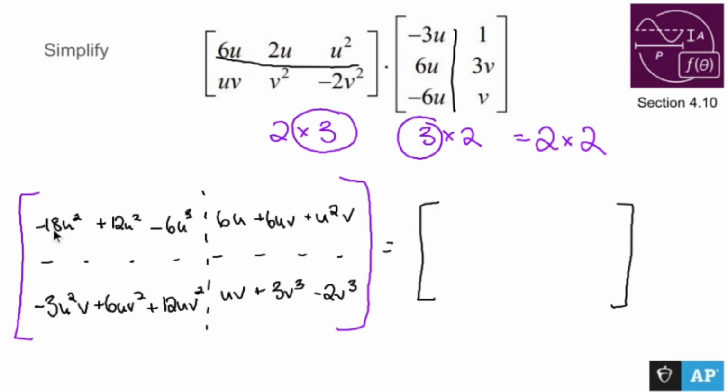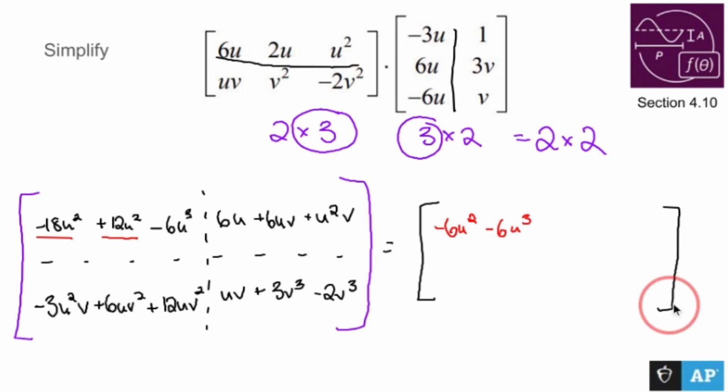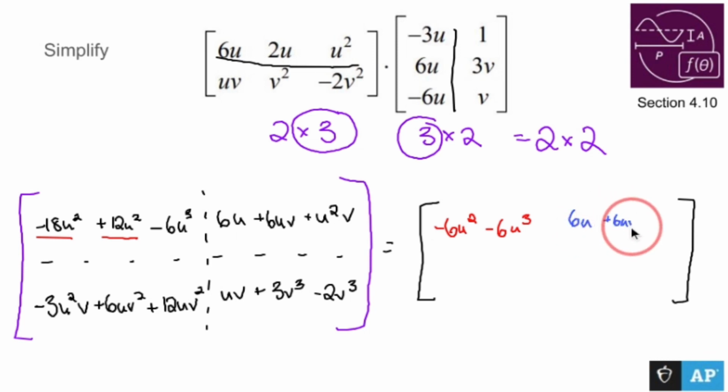All right. So these two combine to make negative 6u squared minus 6, was that u to the third? U to the third. Okay, might have to scooch this over just a little bit to give myself plenty of space. And I'll do different colors to make sure that this is clear. None of these combine, so 6u plus 6uv plus u squared v.